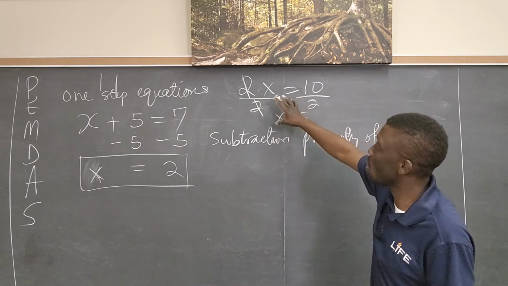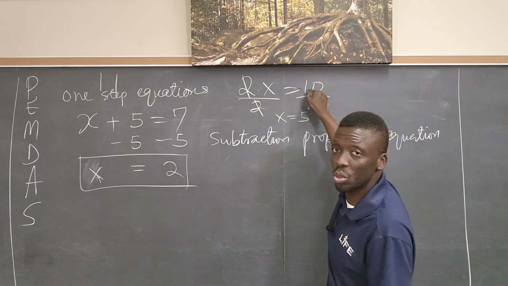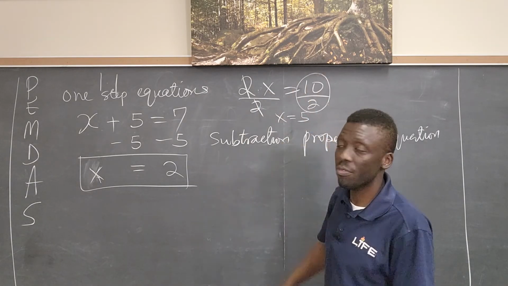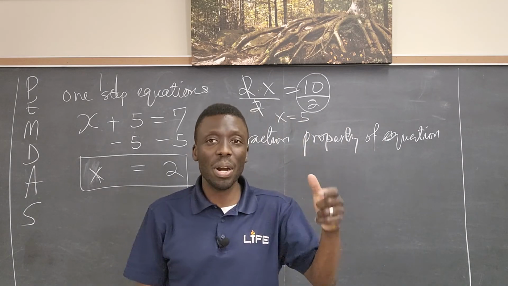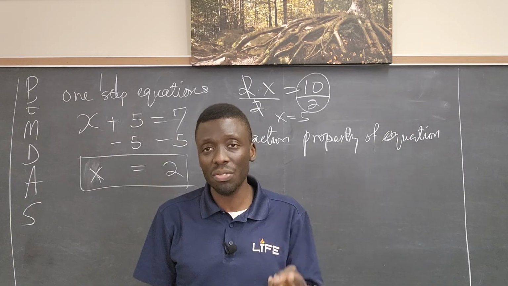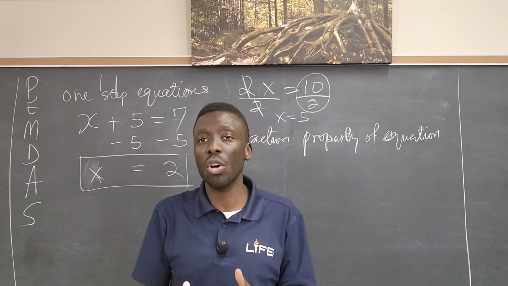So that's what we do to the left side to get rid of the 2. So then on the right side, we have to divide by 2 as well. So this part is going to become 5, right? So 10 divided by 2 is 5. In order to do algebra, we need you to know your multiplication and division facts. We need that because otherwise we're going to have trouble along the way.